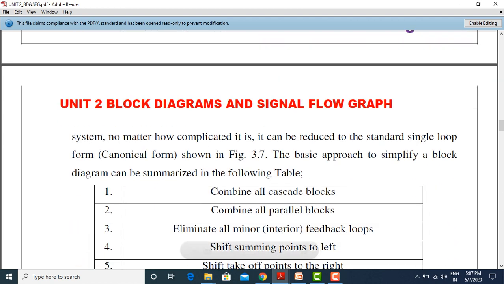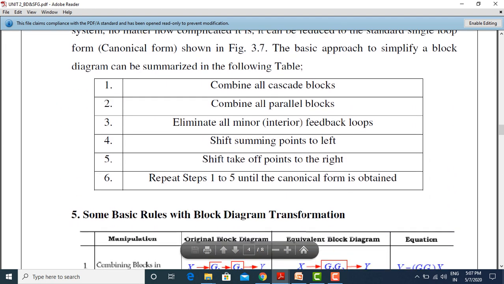Now, reduction rules. We have to strictly follow these 6 steps. First of all, when a problem is given, we'll follow these steps. First, combine all cascade loops. Second, combine all parallel loops. Third, eliminate all minor feedback loops.